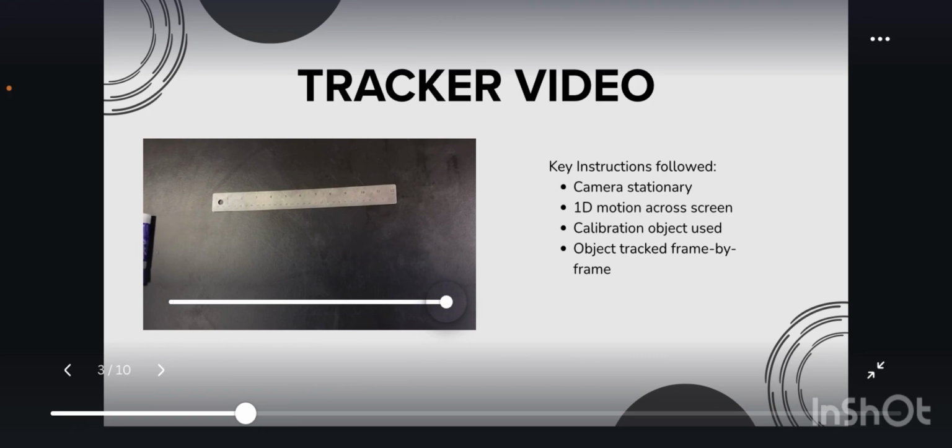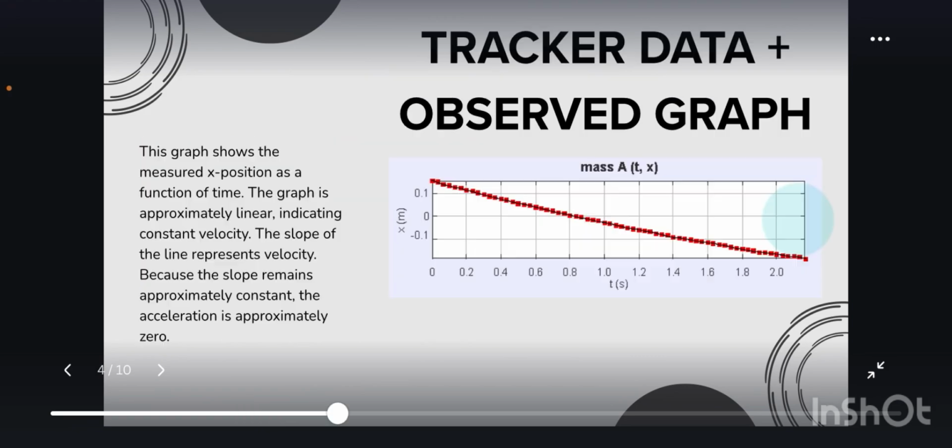I also included a calibration object of known length so Tracker could convert the pixel distances into meters. I then tracked the same point on the object in each frame to extract time and position data.